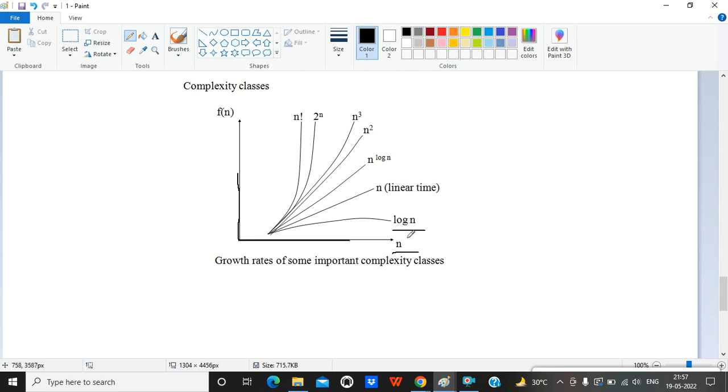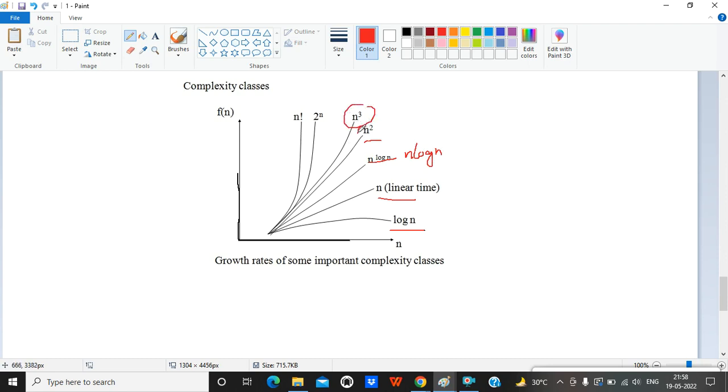In general, say n log n, sorry, not this one, this one: log log n, then n log n. This will be your n log n. Then there will be your n square, n square here.